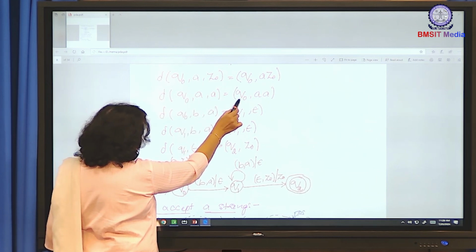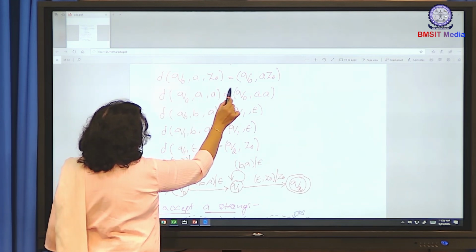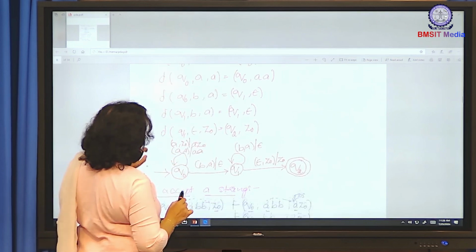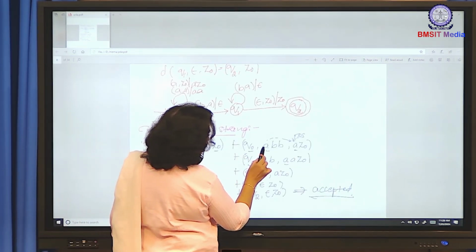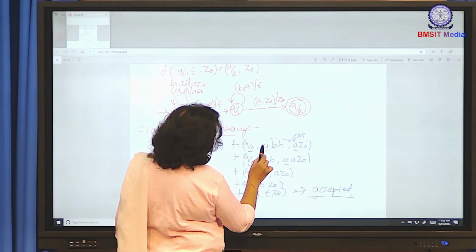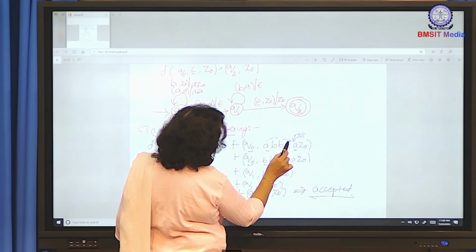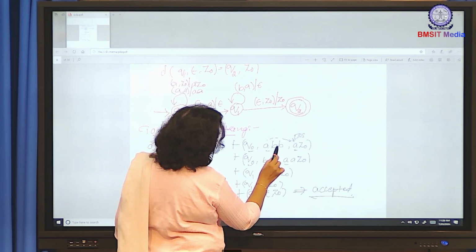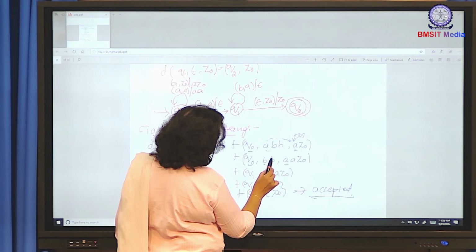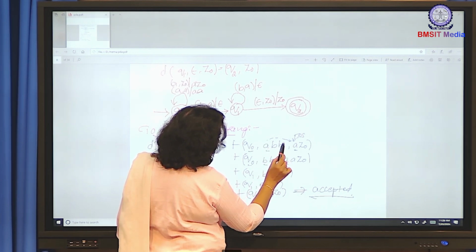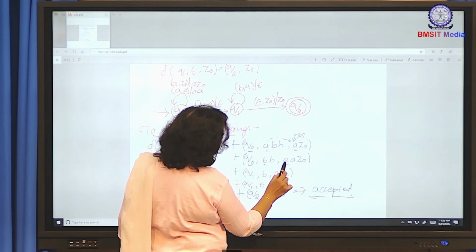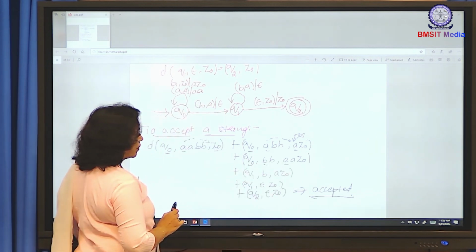We remain in state Q0 and push this A onto the stack. So I read this A, Q0 comma A, and I have to push it onto the stack. What is remaining is BB. This A comes and sits here, so it will become AA Z0.